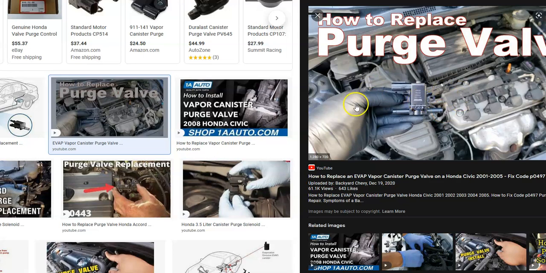And quite often what happens with these, they just get stuck open or closed, and it causes an error inside the system. There's a small harness that goes on this. Be sure that's plugged in and working well, as any problem with the wiring can cause the same issues as a bad valve. But number two is going to be the purge valve.